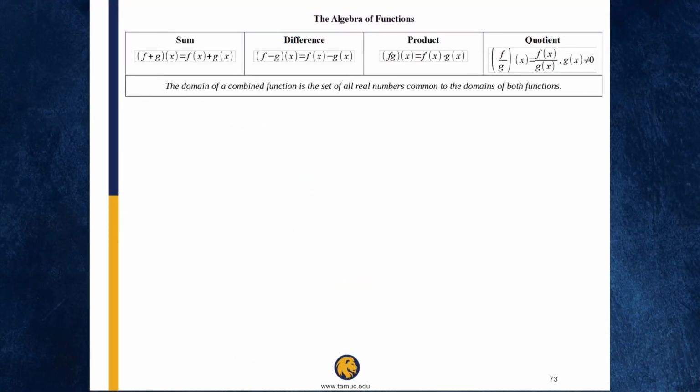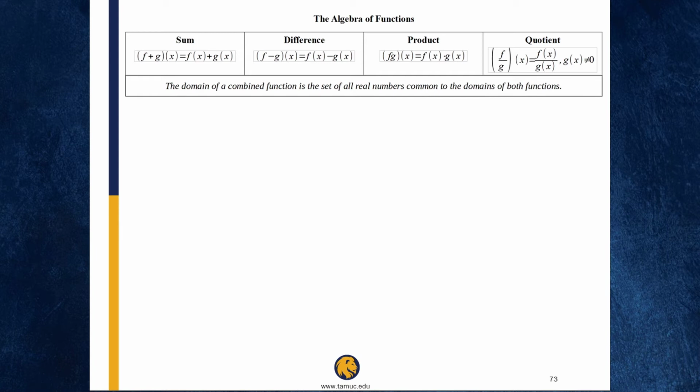We can actually combine functions using addition, subtraction, multiplication, or division, and this is referred to here as the algebra of functions. The first one says f plus g of x is equal to f of x plus g of x. That's the sum. The difference, f minus g of x, is f of x minus g of x. The product, fg of x, is f of x times g of x. And the quotient, f over g of x, is equal to f of x over g of x, as long as g of x is not equal to 0.